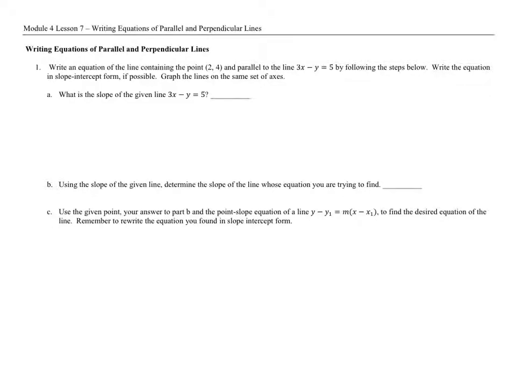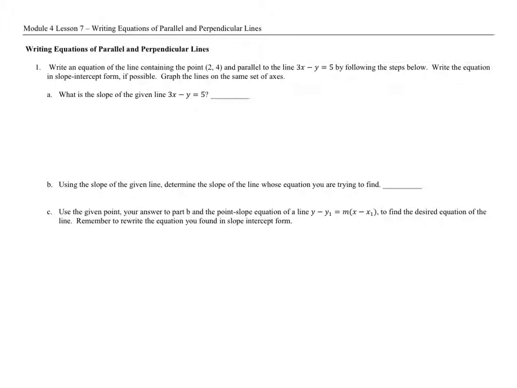Okay, now we're on to Lesson 7 in Module 4. Writing equations of parallel and perpendicular lines. I think this is the most challenging section in the whole module because it really brings together all of the concepts. So, number 1, write an equation of a line containing the point (2, 4) and parallel to this given line by following the steps below.